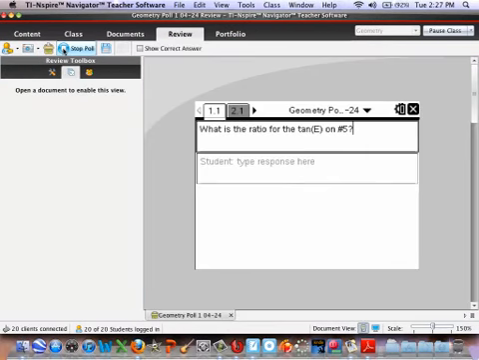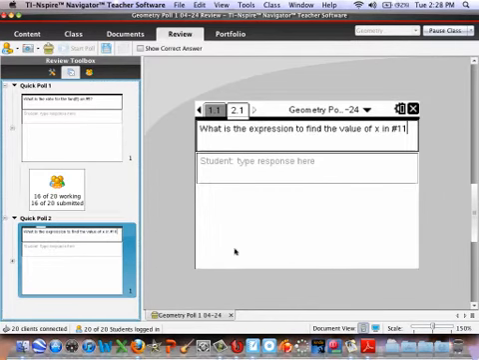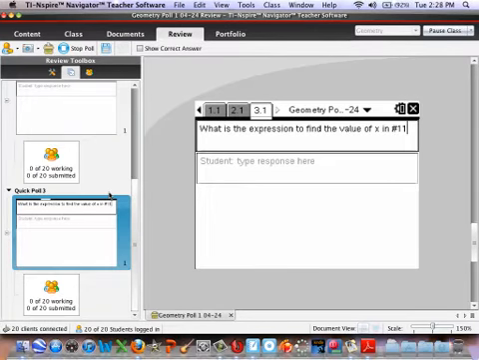Hey guys, I'm looking for the exact value. Mine just went away. Okay, if you go back to the home screen, look there on the left. You'll see quick check. I don't have it. There we go. With expressions. And give me the exact value.